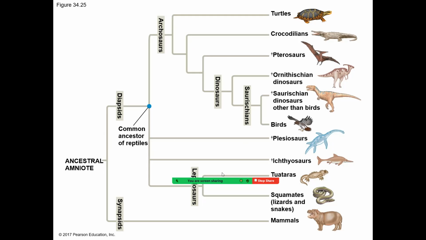Again, a common ancestor for reptiles leads to birds, as we said, but also lots of extinct species. If you see the little cross here, that means that it is a species or a group of animals that are now extinct. Ichthyosaurs, plesiosaurs, which lived in the water, dinosaurs that lived on land, pterosaurs, dinosaurs that actually flew, and ultimately then we have our living species of birds that came from dinosaurs.